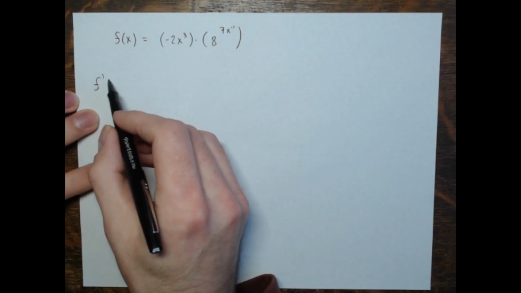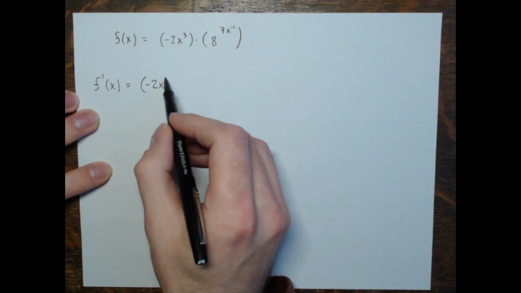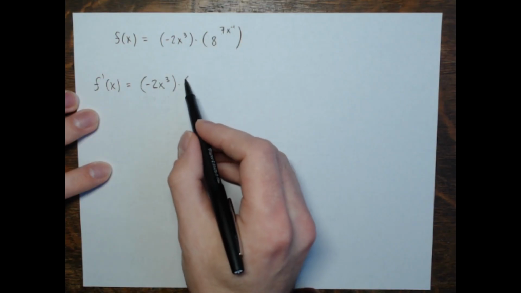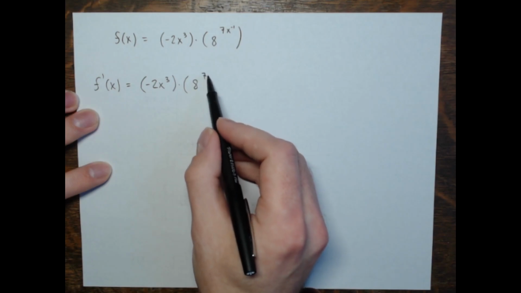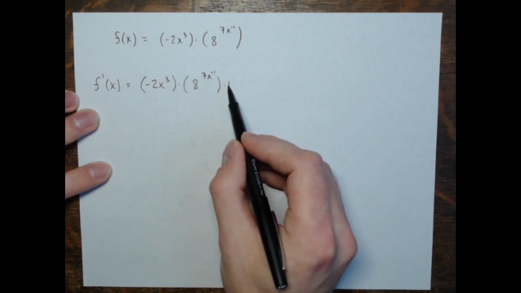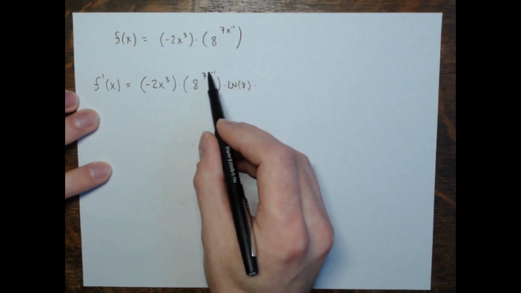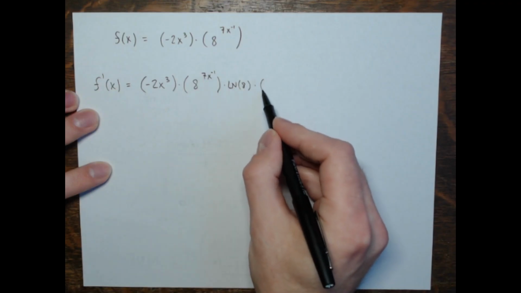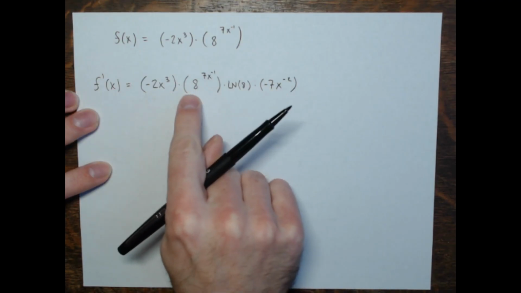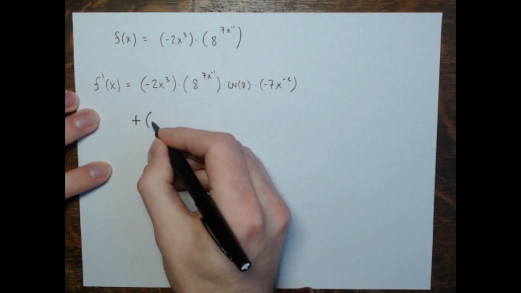So applying the product rule, I'll leave the first factor the way it is, -2 times x cubed. And then the derivative of the second factor, again, it's an exponential, so it'll be itself, 8 raised to the 7x to the -1 power, times the natural log of its base, then times the derivative of the power, which I'd apply the power rule to. That'd be -7x to the -2.